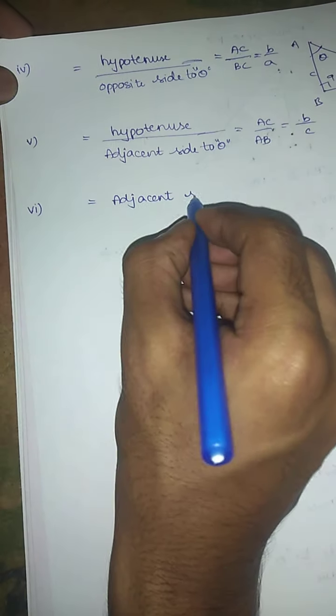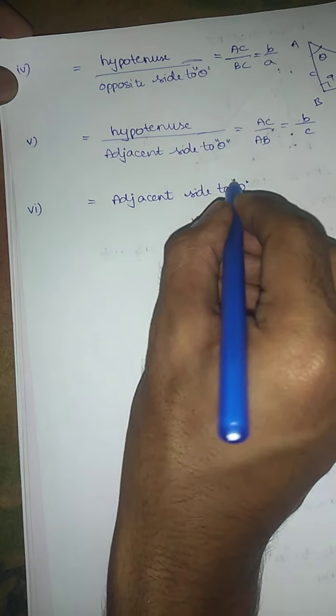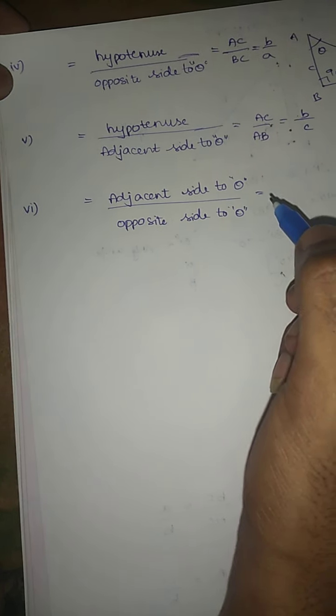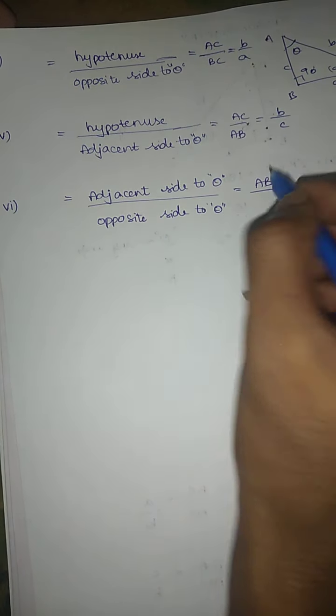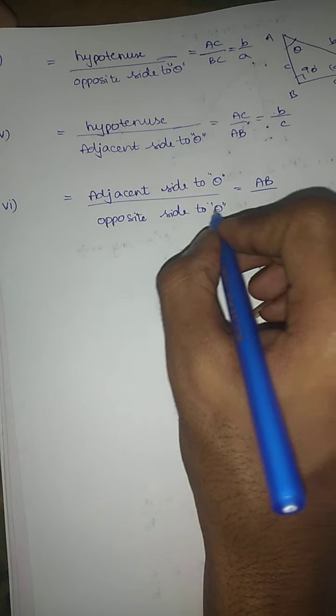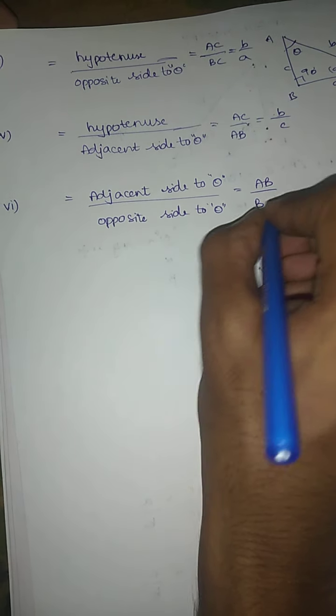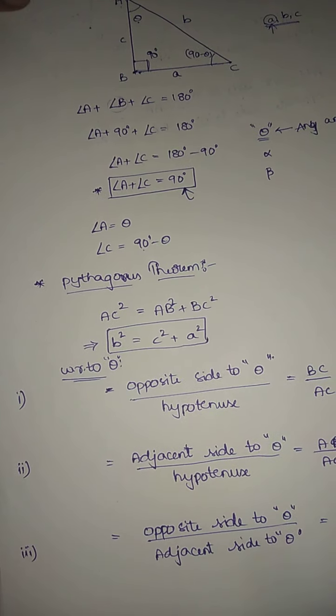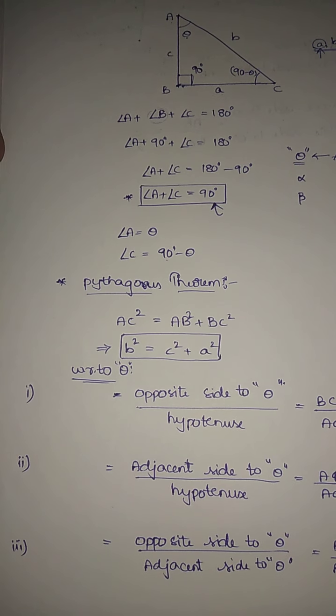adjacent side to theta by opposite side to theta. The adjacent side to theta is AB, by opposite side to theta. Opposite side to theta is BC. Okay. What is AB here? AB is small c and BC is small a. Okay. So I have written all the possible ratios. Now I am going to define these.